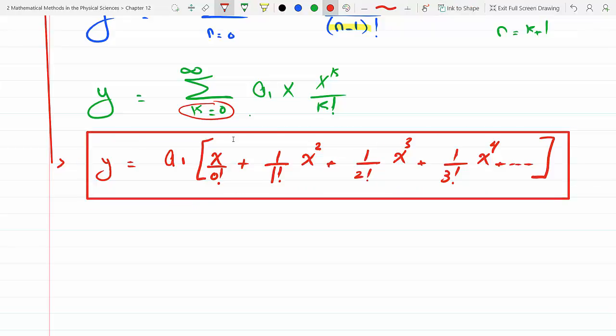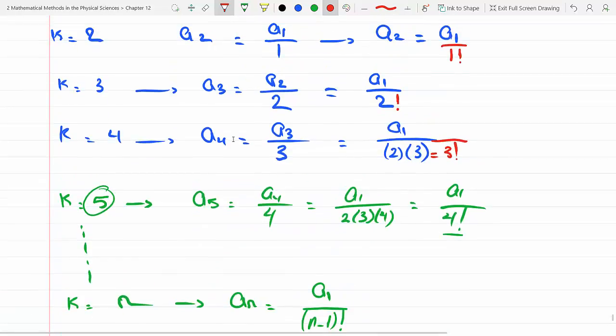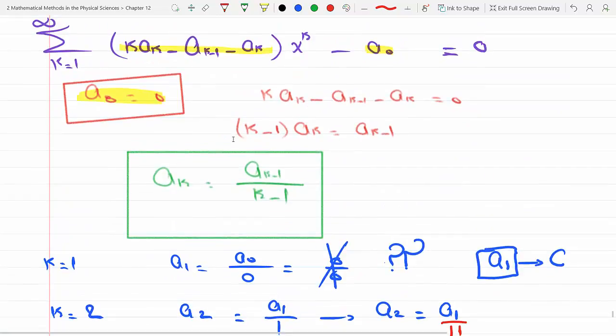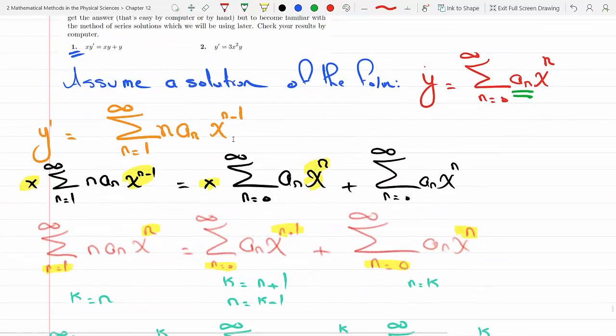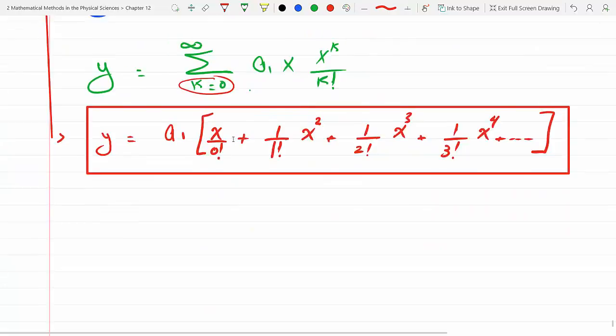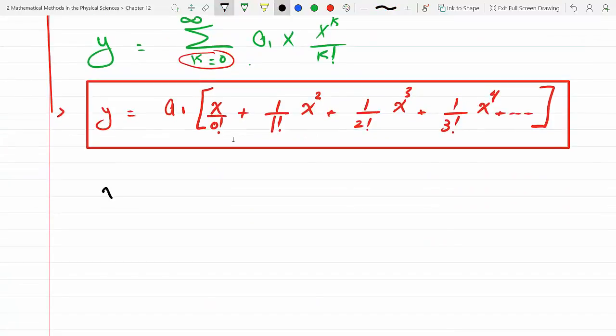Okay, now let me solve that differential equation using the elementary way of solving a first order differential equation, which is xy prime equal xy plus y. I'm going to use separation of variables to show you that I indeed get the same exact equation.